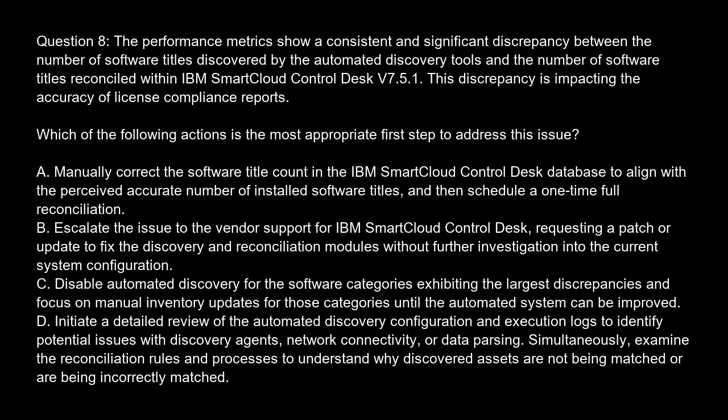Option A. Manually correct the software title count in the IBM SmartCloud Control Desk database to align with the perceived accurate number of installed software titles, and then schedule a one-time full reconciliation. Option B. Escalate the issue to the vendor support for IBM SmartCloud Control Desk, requesting a patch or update to fix the discovery and reconciliation modules without further investigation into the current system configuration. Option C. Disable automated discovery for the software categories exhibiting the largest discrepancies and focus on manual inventory updates for those categories until the automated system can be improved.